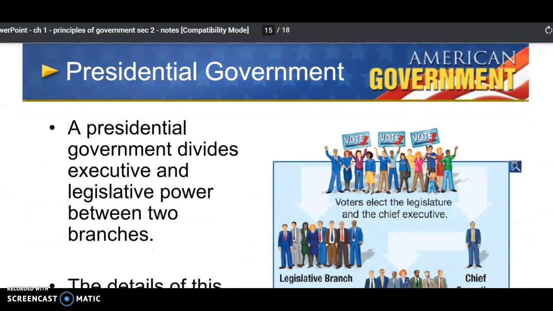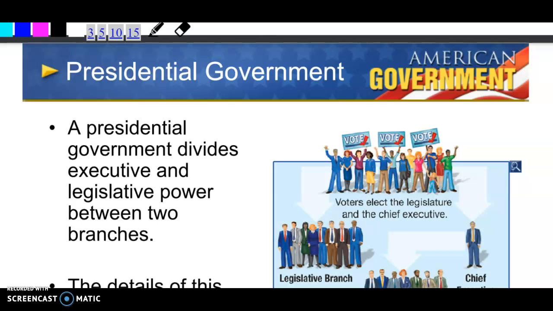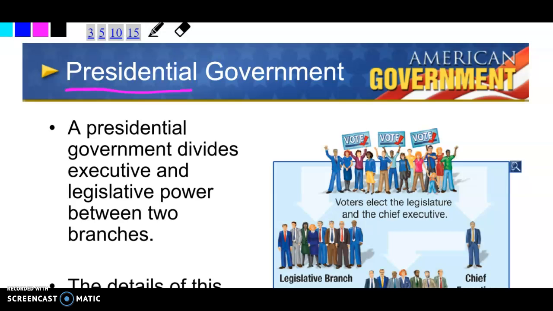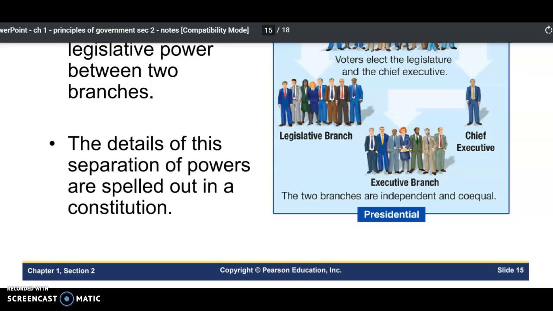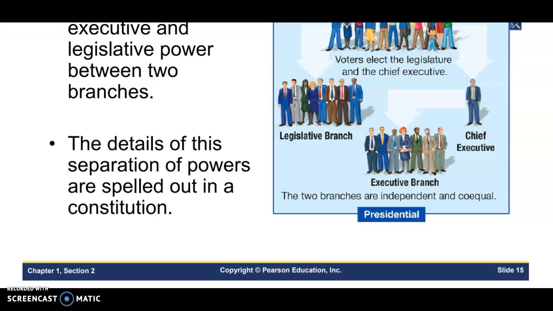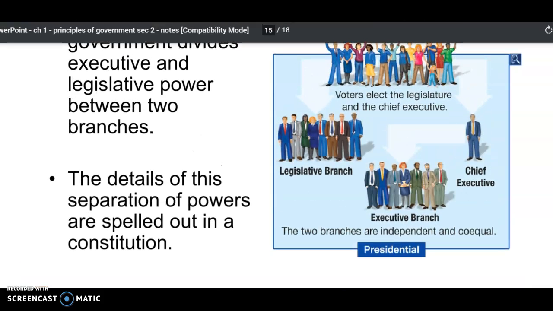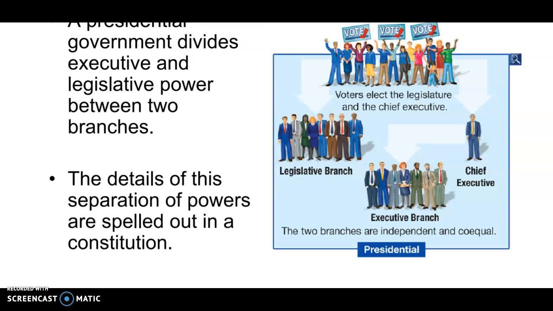The next type of government, and your next heading, is the presidential government. A presidential government divides executive and legislative power between two branches. So there are two branches in a presidential government. The details of this separation of powers are usually spelled out in some sort of constitution. There's a picture that kind of breaks down how a presidential government works. The two branches are independent, but they're co-equal.